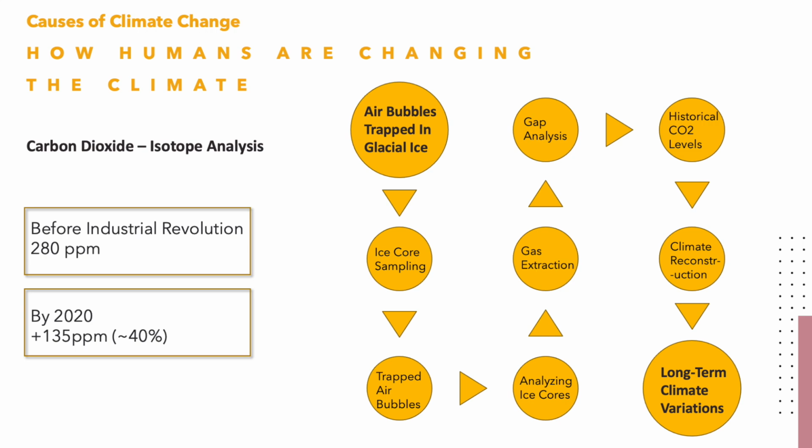So the analysis of air bubbles trapped in glacial ice allows scientists to measure the chemical composition of atmospheric CO2 back through time. By extracting ancient air samples from ice cores and analyzing their CO2 concentrations, researchers gain insights into past atmospheric CO2 levels and their role in shaping Earth's climate over thousands of years.